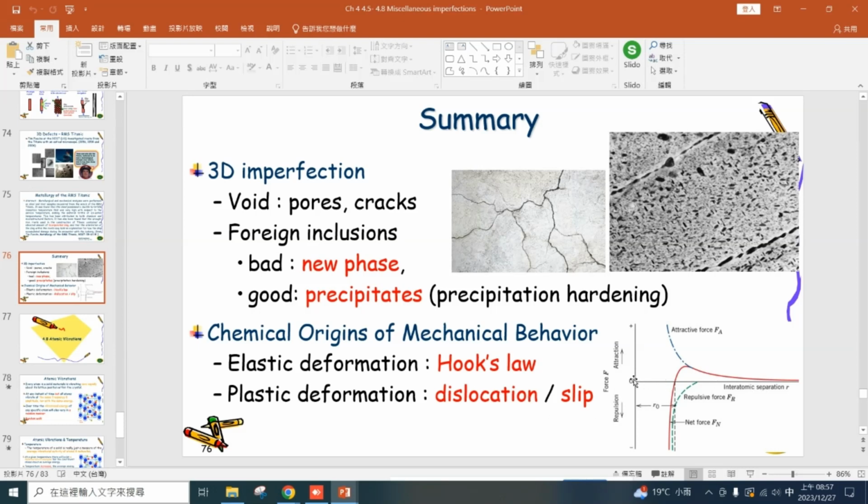In terms of interaction between two atoms, you can regard this region as the elastic deformation region, right? And which is linear, and this linear follows Hooke's law. And when the interaction goes beyond this region, for example here or here, this is what we call plastic deformation. And the theory you follow is dislocation or slip, right? Okay, so this is a summary for the three-dimensional defects.